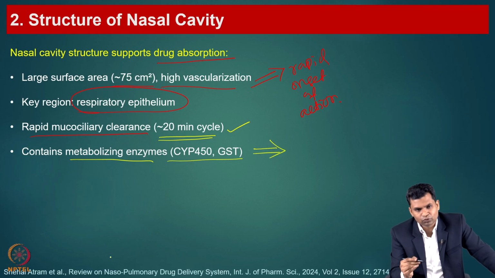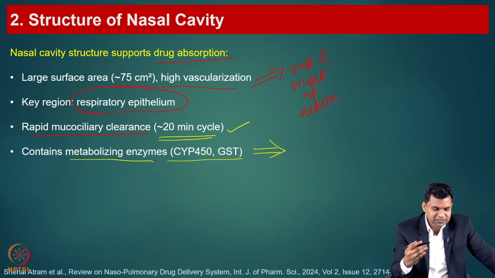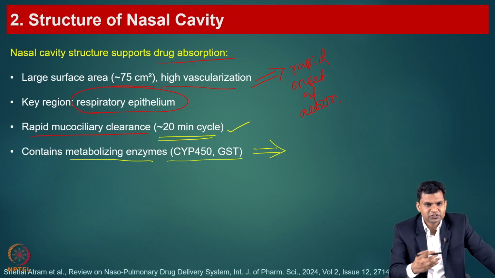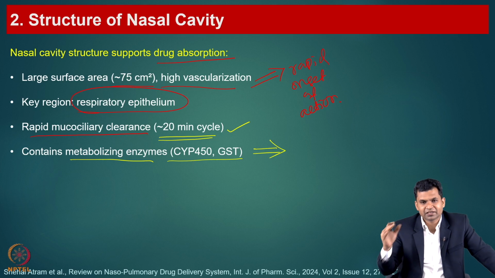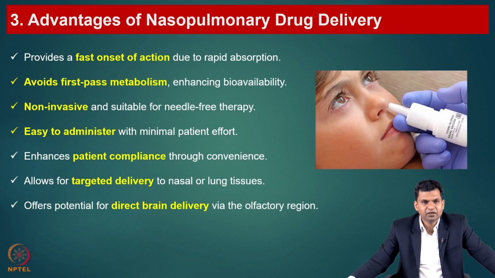But before developing any type of nasopulmonary formulation, we need to consider the pathology of the diseases and the physiology of the target system. Only then can we make good formulations. Now, here we will see some of the advantages of the nasopulmonary drug delivery system.